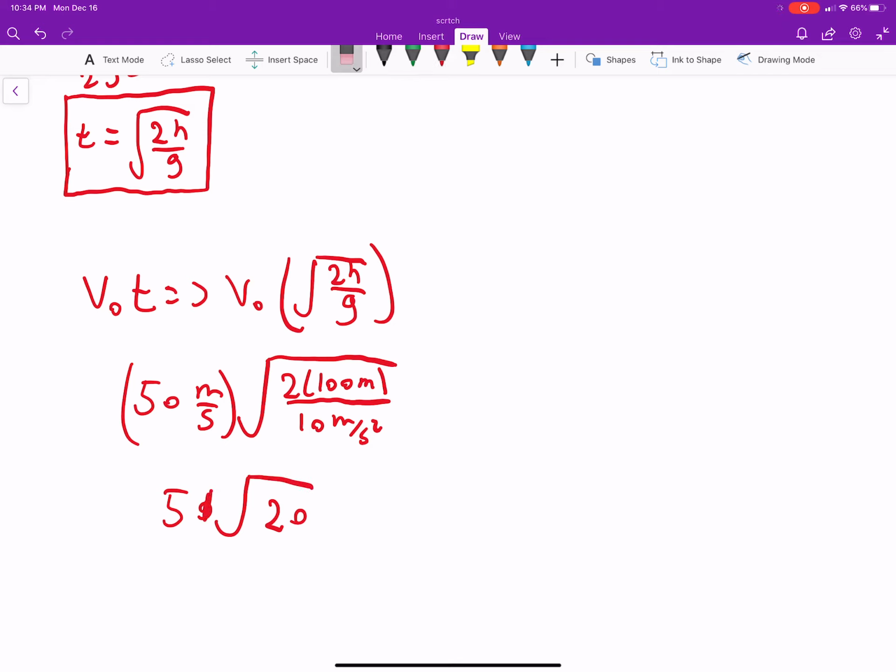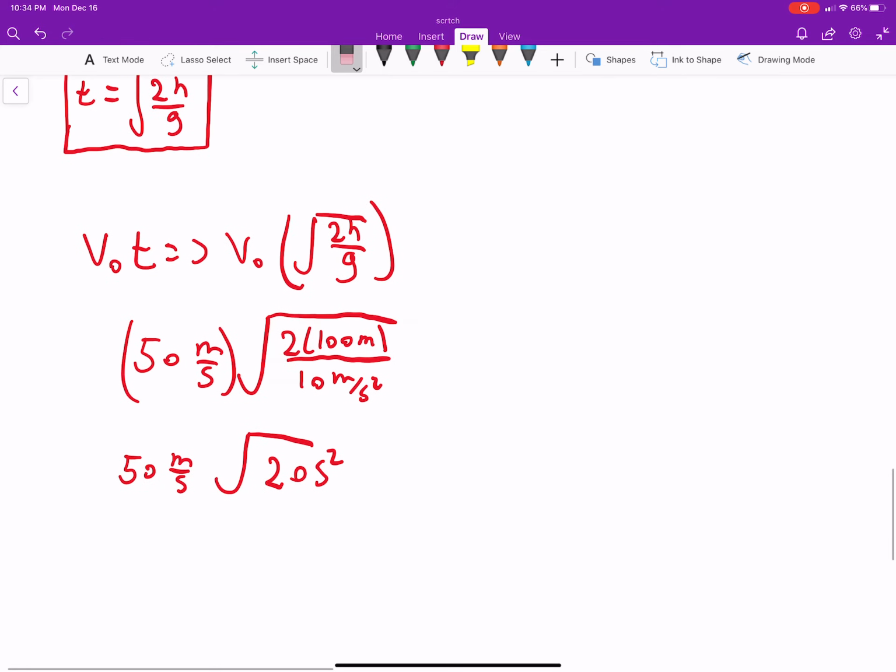Forgot my units. Okay, so what's our units? Let's see, we have meters times second squared over meters, so that's second squared. This is going to be really good because the square root of second squared is just seconds, and that'll drop, leaving us with just meters. If you plug this in your calculator, you get 223.61 meters about.